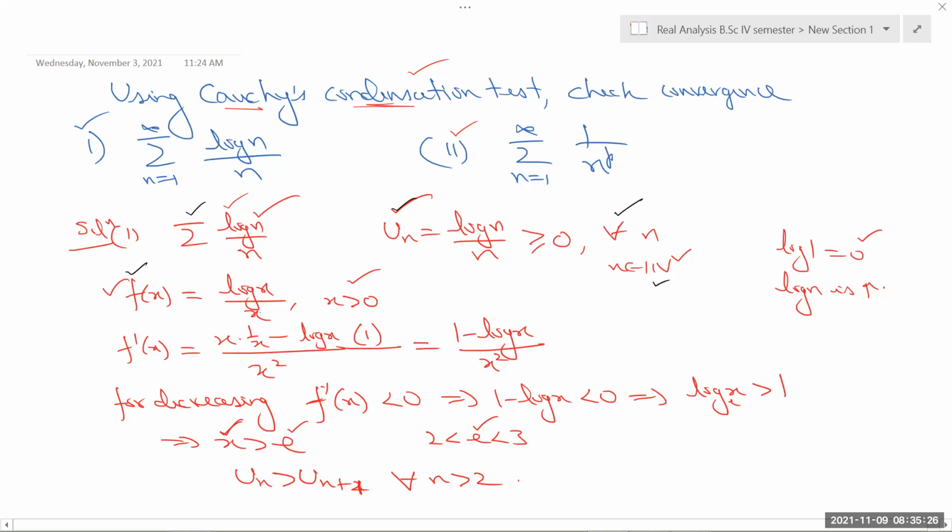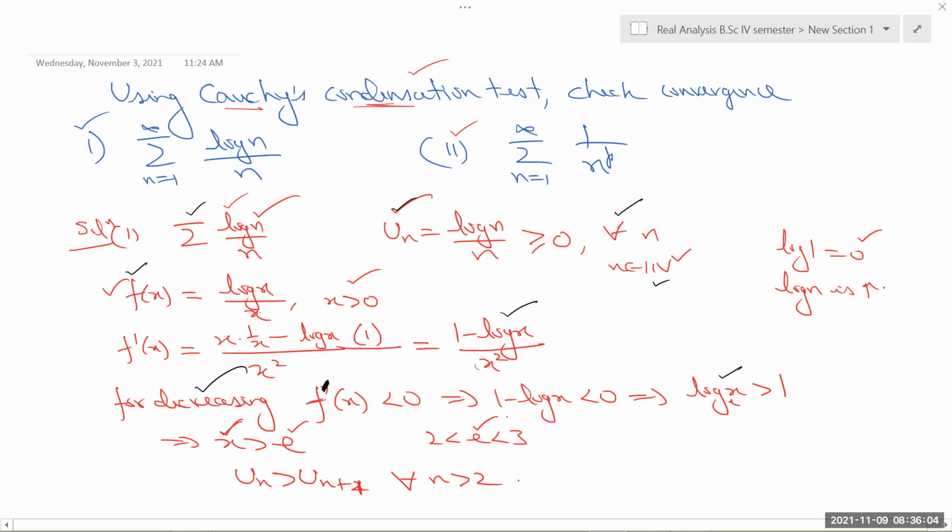It will be x into the derivative of log x, which is 1 by x, minus log x, and the derivative of x is 1, upon x square. So it is basically 1 minus log x upon x square. Now for decreasing, f dash x has to be less than 0. Since the denominator is positive, everything will depend on the numerator. Because x is greater than 0, obviously x square will be greater than 0, so the denominator will always remain positive. So for the derivative to be less than 0, 1 minus log x has to be less than 0. So this implies that log x is greater than 1, or x is greater than e.